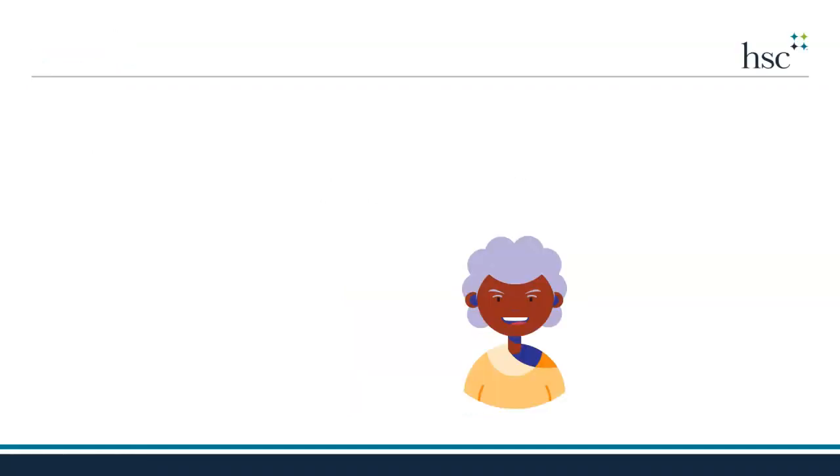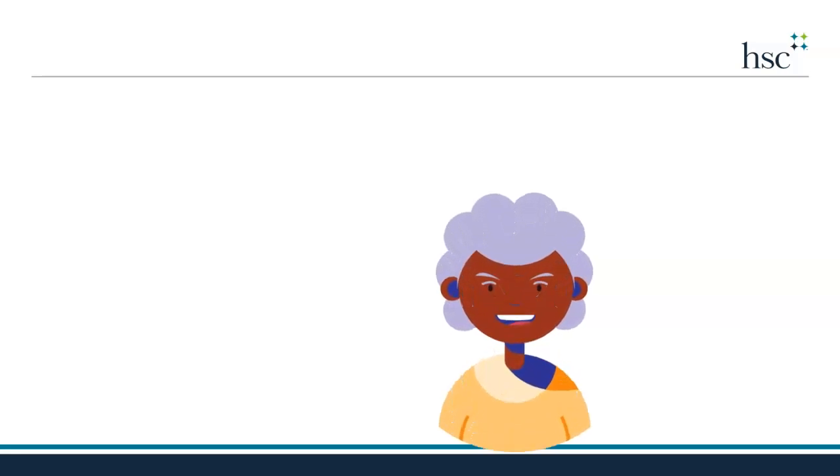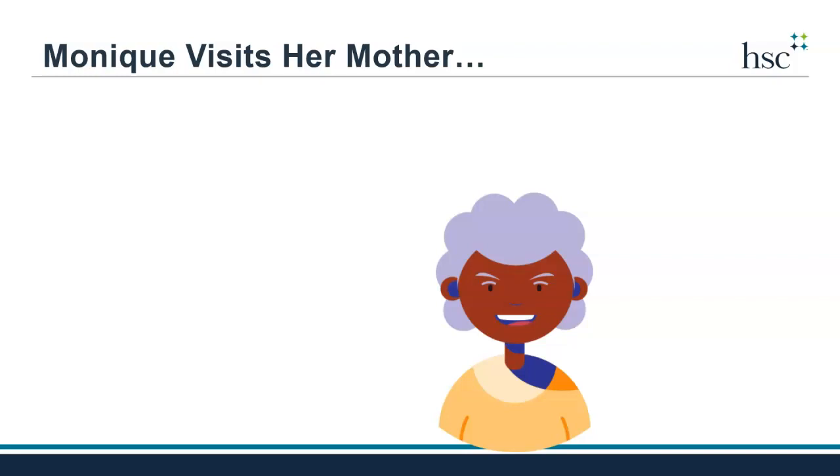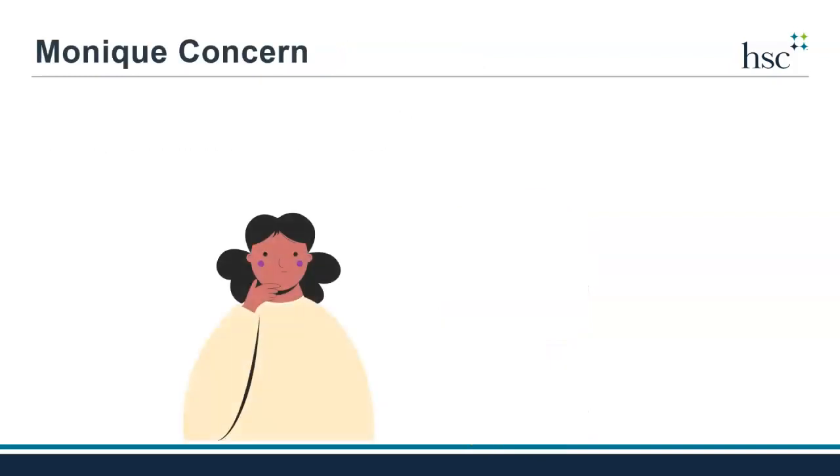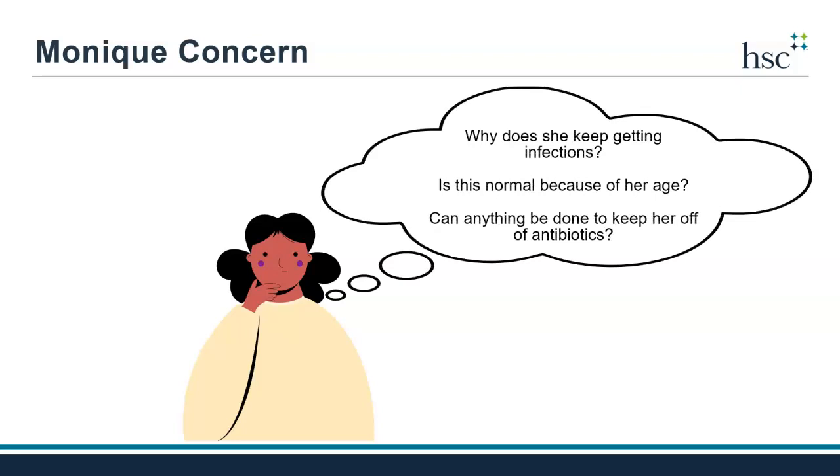Stella Johnson is a resident at the Springville Nursing Home, and her youngest daughter, Monique, has come to visit. During her visit, Monique finds that her mother is taking medicine, antibiotics for an infection, the second time in 2 months. Monique is concerned and wonders, why does my mom keep getting infections? Is this normal because of her age? Can anything be done to keep my mother off of antibiotics?